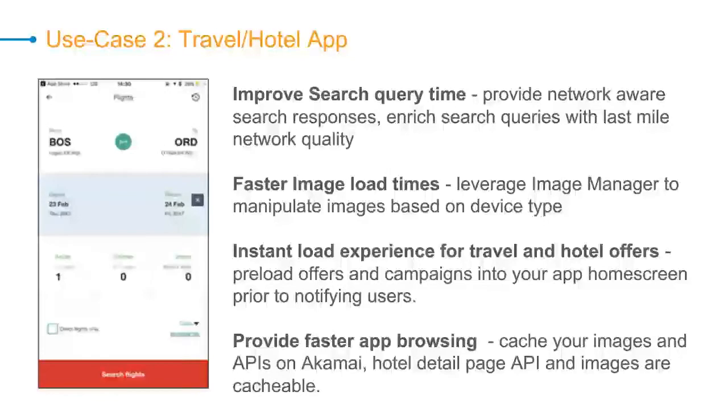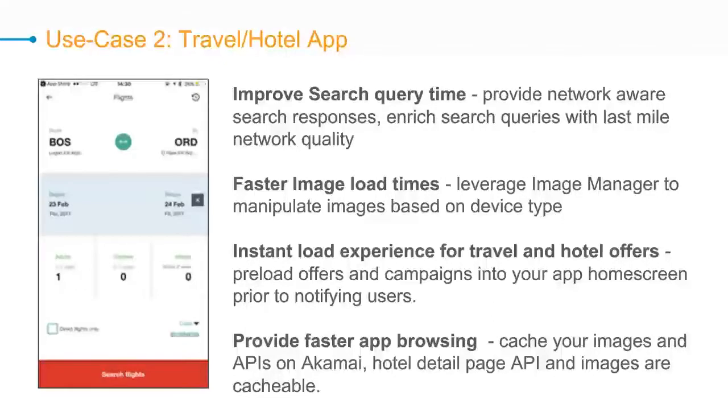And the last point is obviously caching your images and APIs. Again, this is about freeing up your origin server resources. So that's how we can help for a travel or a hotel app.